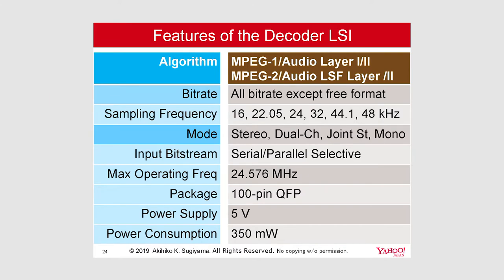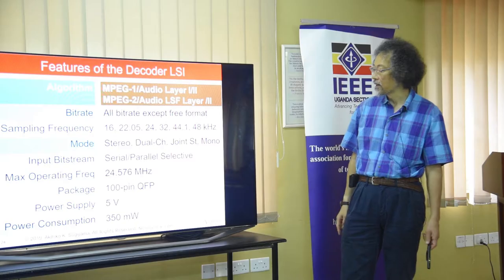Now, features of the decoder LSI, I said that we developed dedicated LSI. The features are like this. You can decode MPEG-1 layer 1 or 2, or even MPEG-2 layer 2 bit stream. All bit rates were available in the system except free format. The sampling frequencies available on this chip were 16, 22, 24, 32, 44, and 48. So it's quite versatile. It could handle stereo mode, dual channel mode, joint stereo mode, or even monaural representation.